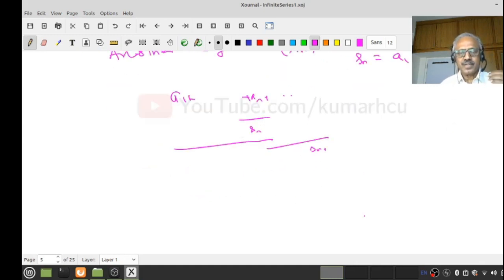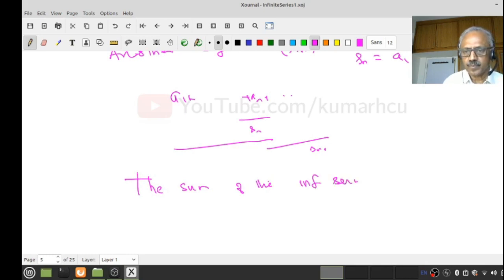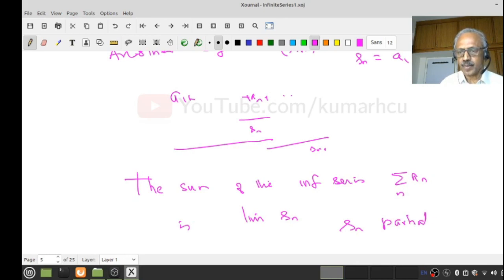This is typical of mathematics: you reduce the problem to an earlier problem which was already solved. So I am going to say the sum of the infinite series, summation a_n, is the limit of this. These S_n are called partial sums, or the nth partial sum.